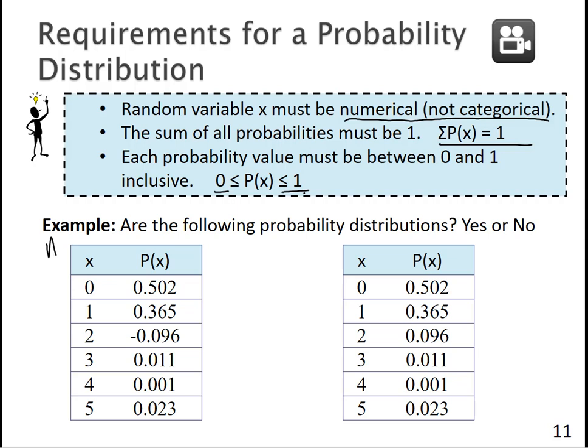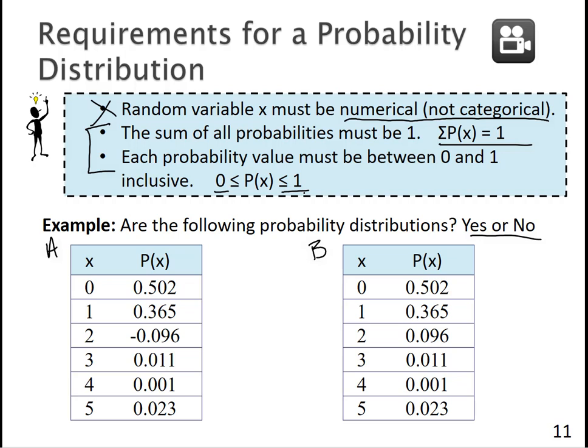All right, so we are given two probability distributions. I'm going to call the first one A. That's the one on the left. And the second one on the right, I'm going to call that probability distribution B. And we are asked to use these requirements to determine whether these are probability distributions, and we are simply answering yes or no. You're not really going to have to worry about the first requirement of being numerical. We're going to assume that your data here is numerical. So really you're going to be checking the second two requirements, the sum of all the probabilities equal to 1, and that each probability value is between 0 and 1.